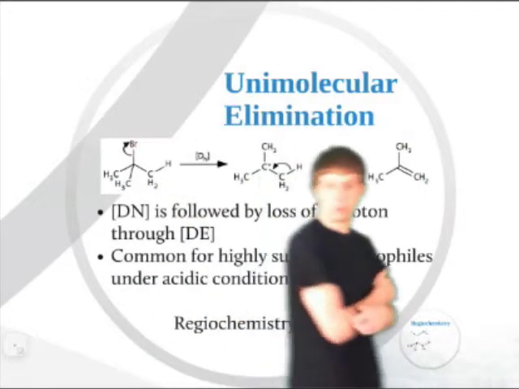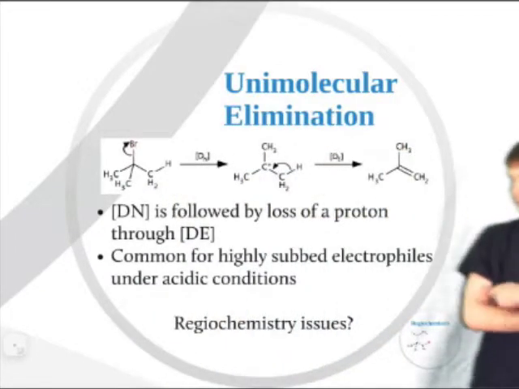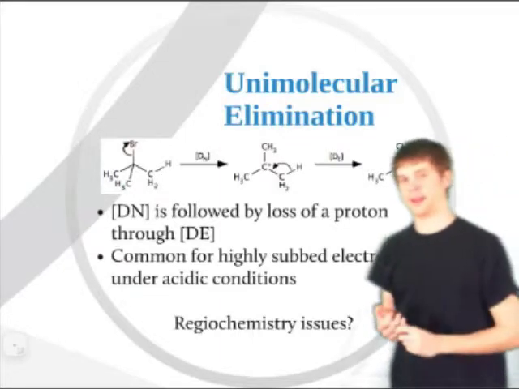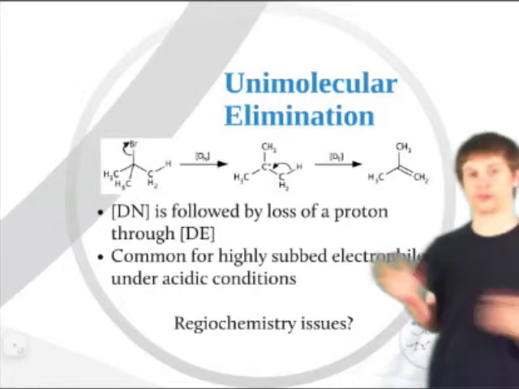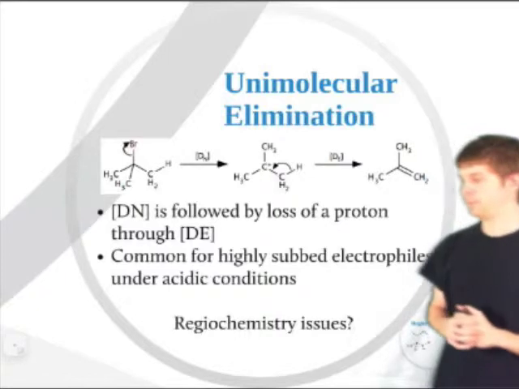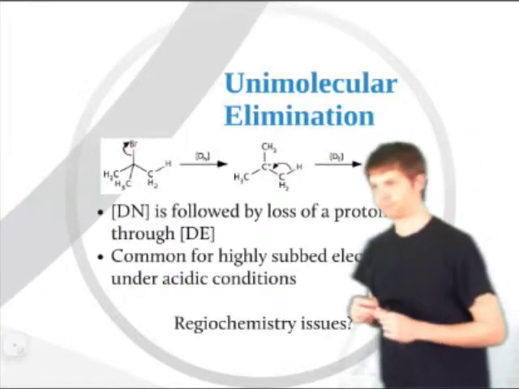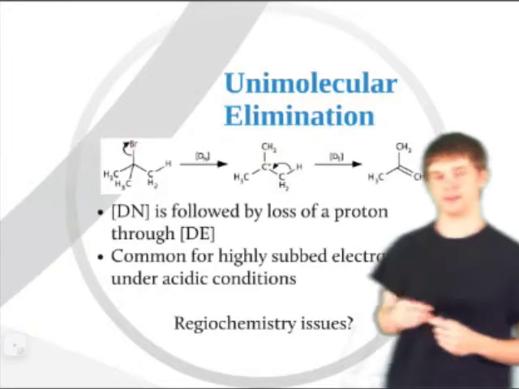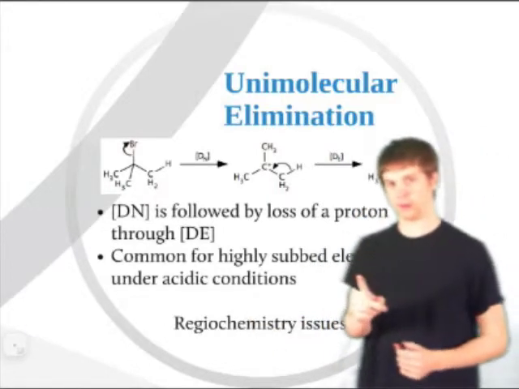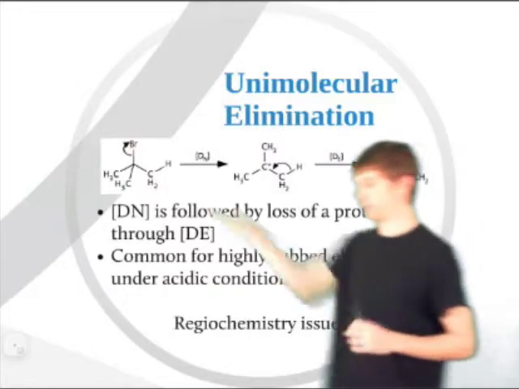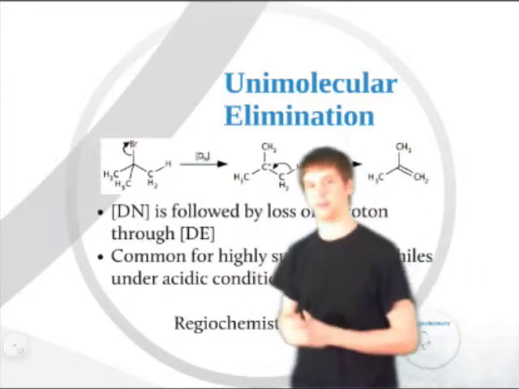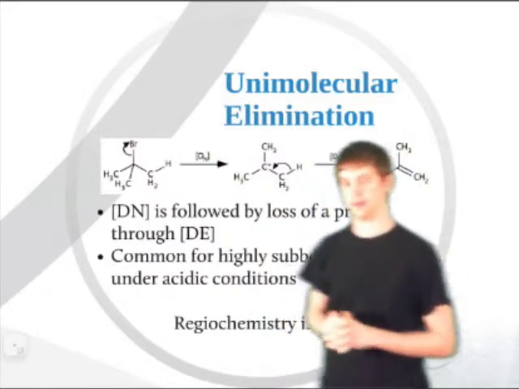Alright, so the first example I wanted to look at is the unimolecular elimination. And this is the formation of a pi bond from a leaving group and an H. So elimination, most generally, is formation of a pi bond from a leaving group and an H atom. And for the unimolecular elimination, the idea is that the transition state that is rate determining, the slow step transition state, involves only one molecule. And typically it's the first step, this DN step. So the slow step is a simple dissociation of the leaving group away from the electrophilic carbon.